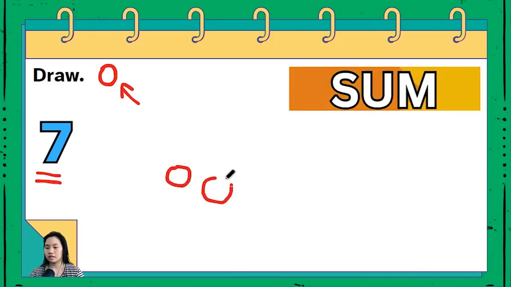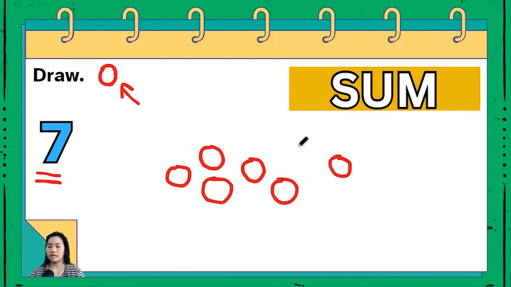1, 2, 3, 4, 5, 6, last but not least, 7. 1, 2, 3, 4, 5, 6, 7.